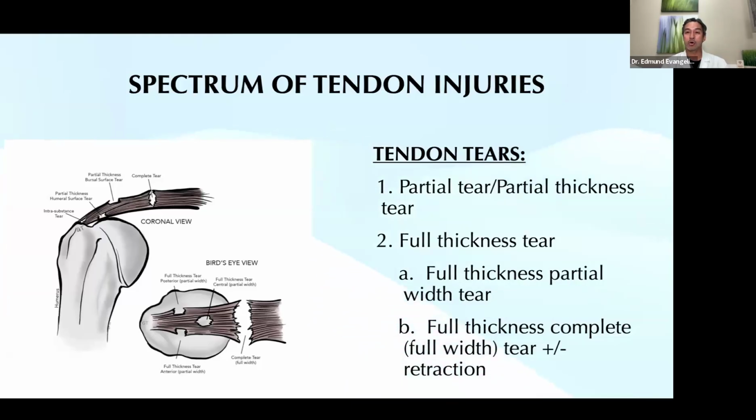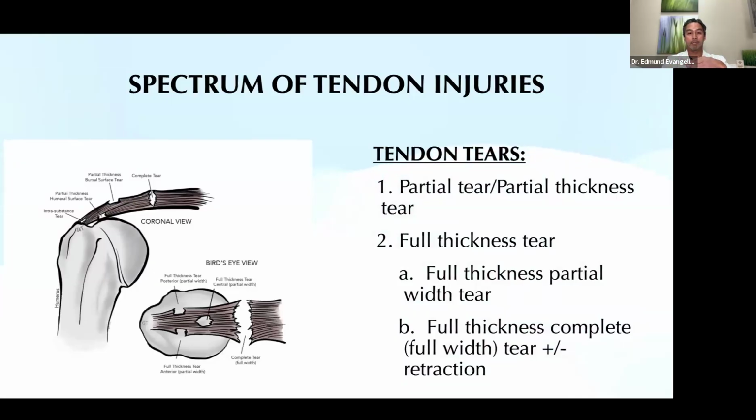Now, if the tendon tear goes all the way through from the top to the bottom of the tendon, we call that a full thickness tear. So it's through the full thickness of the tendon. Now, you can have a full thickness partial width tear where it goes all the way through the tendon, but it's only a portion of the tendon.